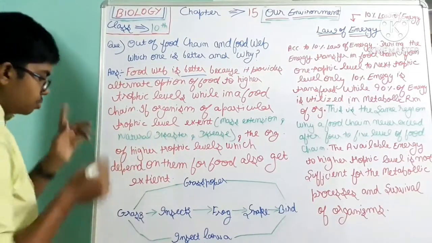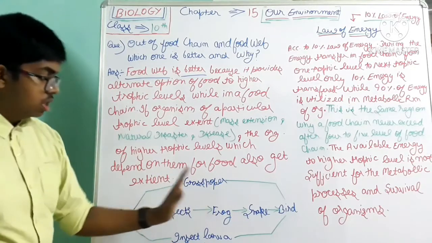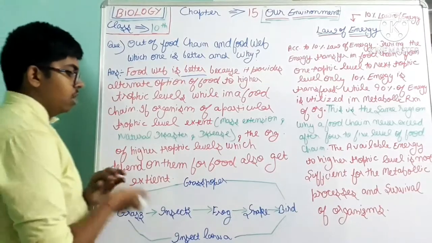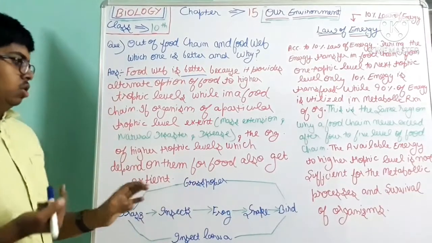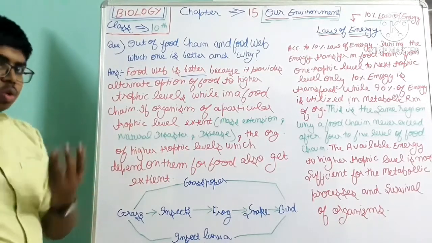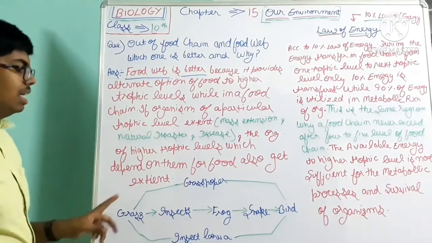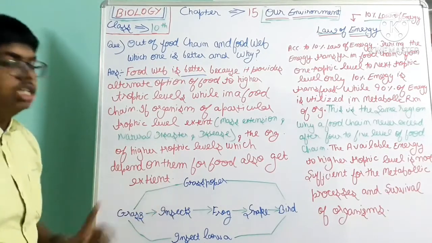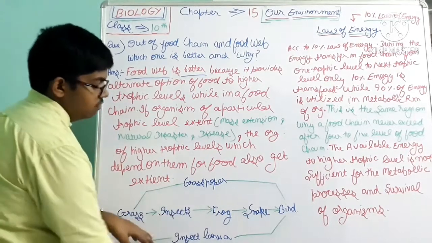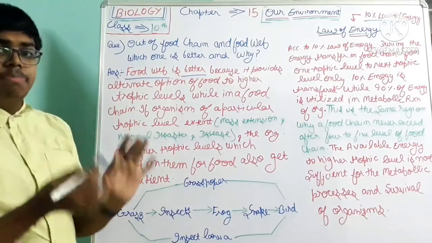Now see here: insect eats the grass, frog eats the insect, snake eats the frog, and bird eats the snake. If the frog gets extinct, then the snake dependent on the frog for food also gets extinct if there is not a food web network. But now there is an alternate option for the snake to take food from grasshopper as well as from insect larva. That's why food web is better.